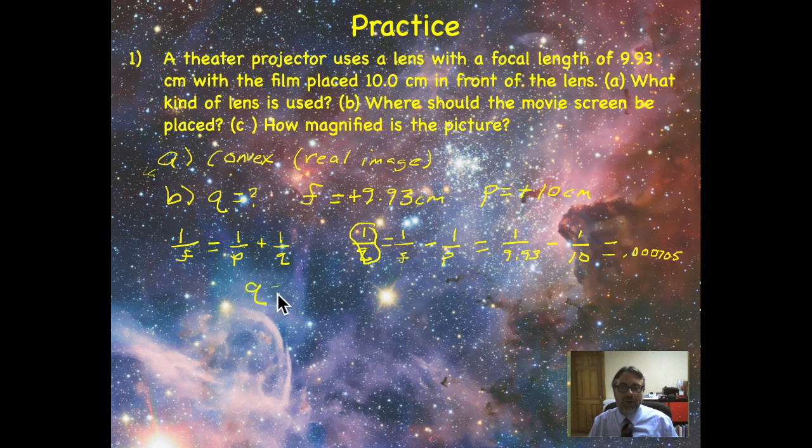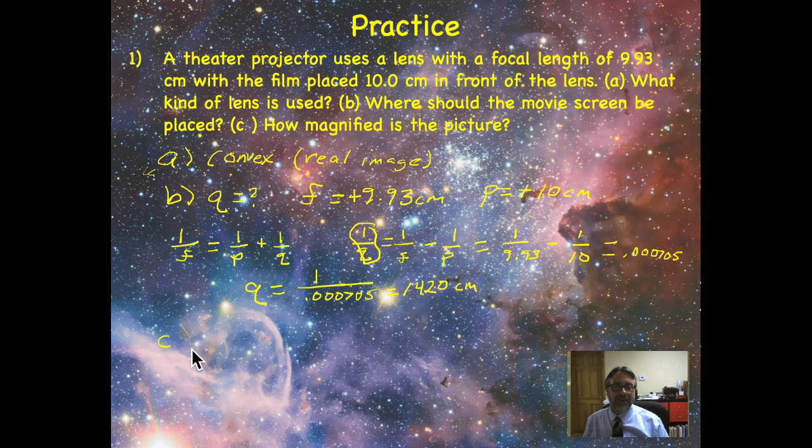So that means that q is going to be equal to 1 divided by 0.0000705. When I do that out, this works out to be roughly 1,420 centimeters. Well, that's about 14 meters, which is somewhere between 45 and 48 feet. That makes sense because the movie screen is quite far from the projection booth. So the key piece is to remember that when you solve the equation, you're solving for 1 over q. You have to remember to flip it when you're done.